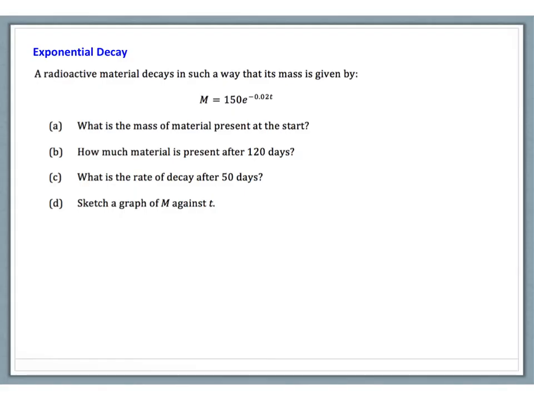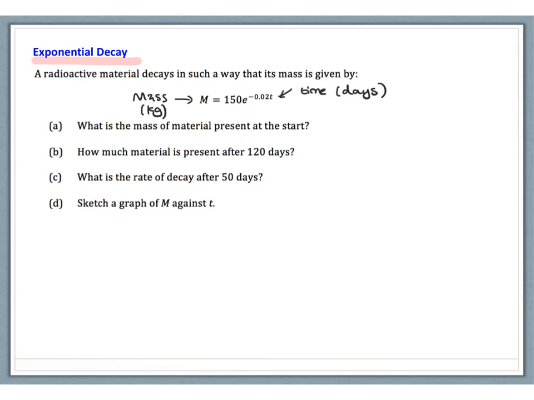Now, just as something can increase very rapidly, it can also decrease very rapidly, and this gives rise to something that we call exponential decay. So here we have an example. A radioactive material decays in such a way that its mass, m, is given by this formula here. The letter t refers to time after the start of the experiment, which is measured in days, and mass is measured in kilograms in this example.